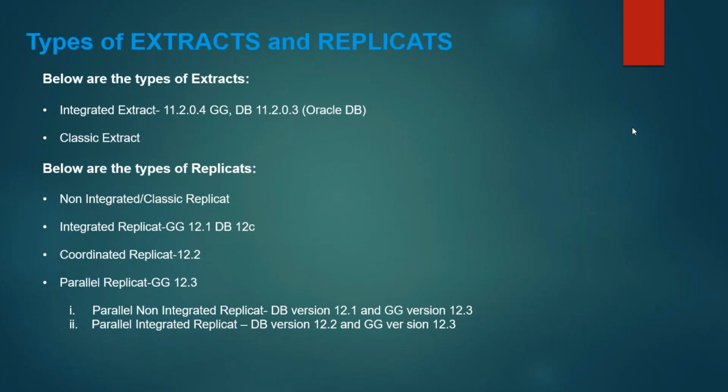As the name suggests, extract process is the extraction mechanism of the Oracle Goldengate environment. Replicat process is the apply mechanism of the Oracle Goldengate environment. So what are the different types of extracts available? There are two types of extracts: integrated extract and classic extract. Different types of replicats available in Oracle Goldengate are classic replicat, integrated replicat, coordinated replicat, and a new introduction, parallel replicat.